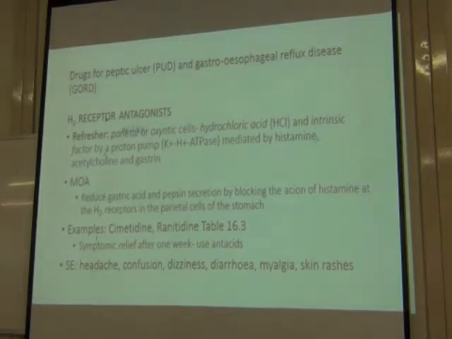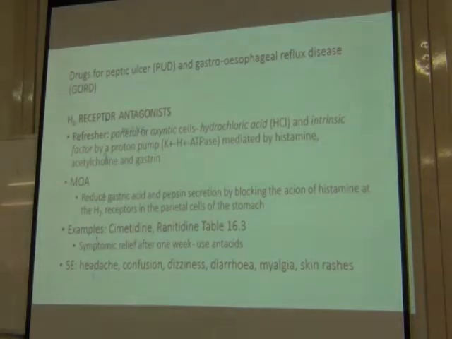All of this comes from the activity of the parietal cells in secreting hydrochloric acid. So everything that is helping the parietal cell to secrete hydrochloric acid, we are trying to block. And if we block it, then our patient will be relieved. Examples of your H2 receptor antagonists are cimetidine and ranitidine. Those are very common examples.